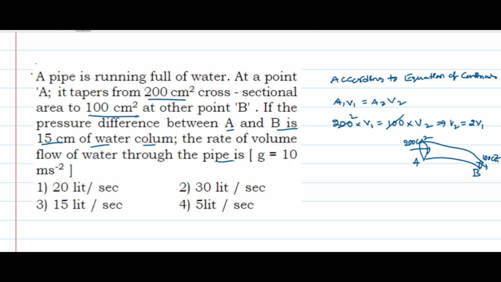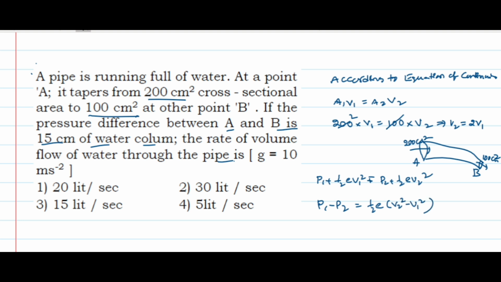Here nothing else is given, and h remains the same; you can measure it from the ground. Then, according to Bernoulli's theorem, P1 plus half rho V1 square is equal to P2 plus half rho V2 square. Then P1 minus P2 equals half rho into V2 square minus V1 square.